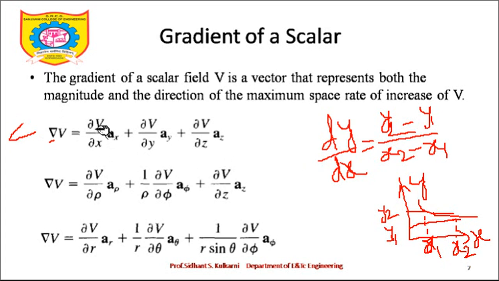So for the Cartesian system, grad V: it is dou by dou x, standing for del, ax bar. V is a scalar. So dou V by dou x ax bar, dou V by dou y ay bar, dou V by dou z az bar. If you remember, in the Cartesian coordinate system no coefficient comes in dou V by dou x, dou V by dou y, dou V by dou z, and you might have solved the numericals in mathematics using this simple formula. Now let's elaborate this for the remaining two coordinate systems.